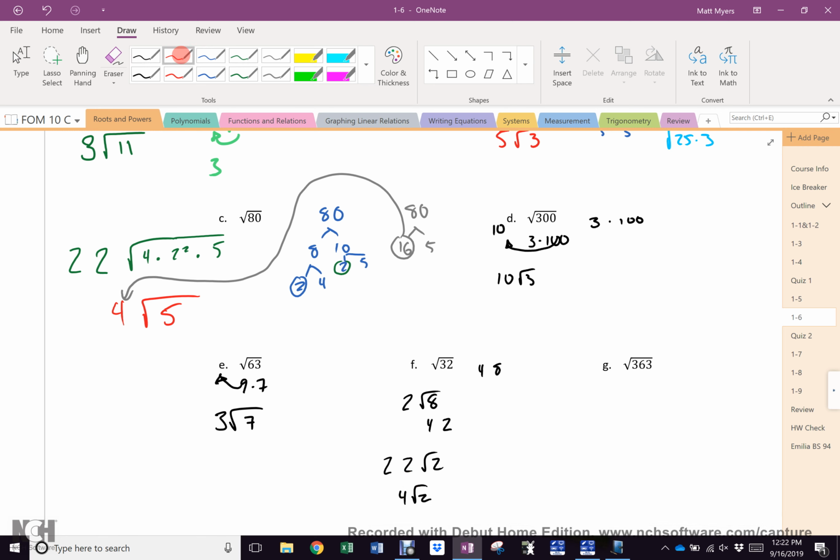Now let me ask you this. If I knew my perfect squares, isn't that 2 times 16? What's the square root of 16? Say it loud and proud, Carmen. Not 4. 4! And there it is right there. Right? Okay.